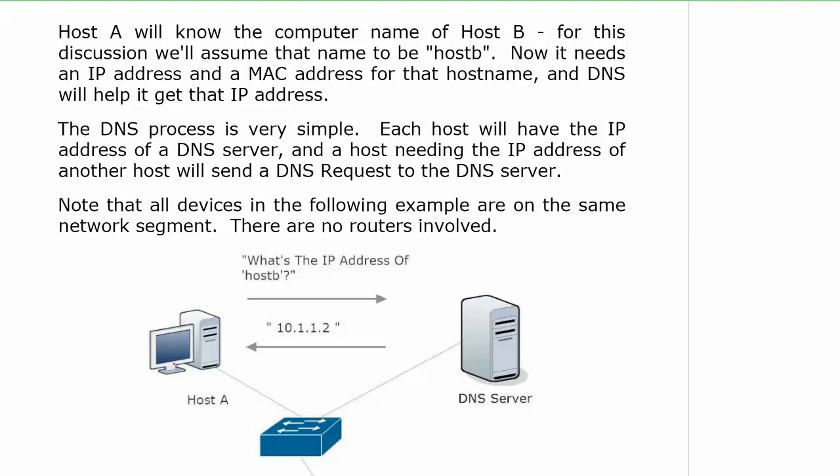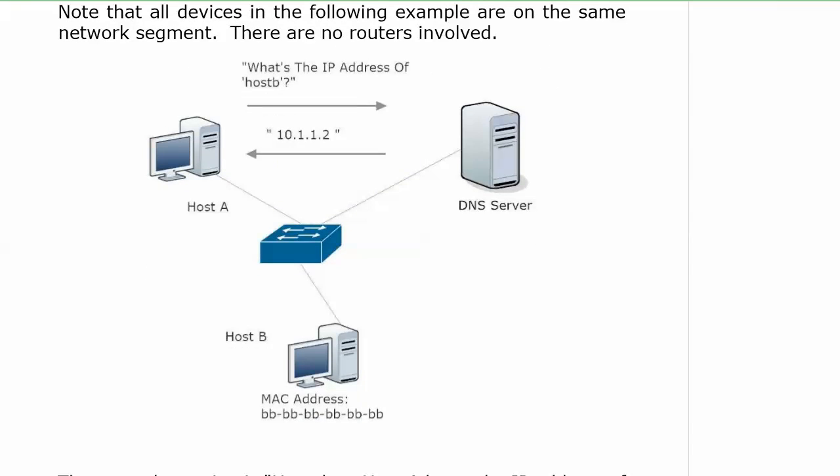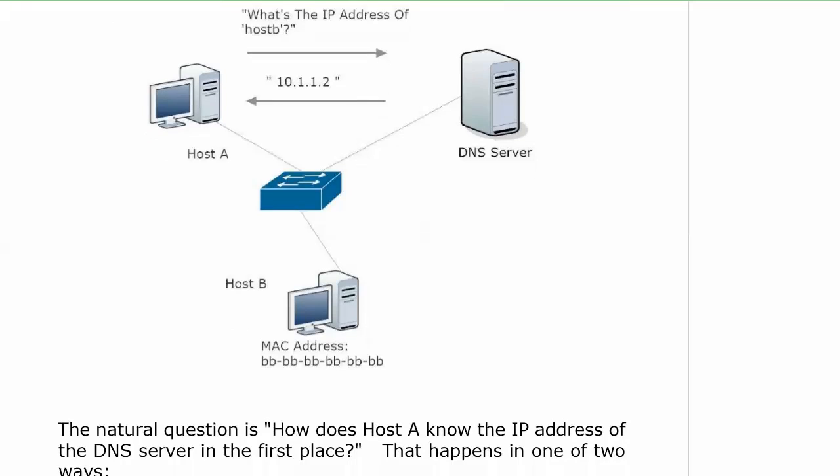Now the DNS process is very straightforward, very simple. Every host will have the IP address of a DNS server, and a host that needs the IP address of another host sends a DNS request to the DNS server. And note that all devices in this example are on the same network segment. There are no routers involved. And it's simply host A asking the DNS server, hey, what's the IP address of host B? And the server is responding 10.1.1.2.